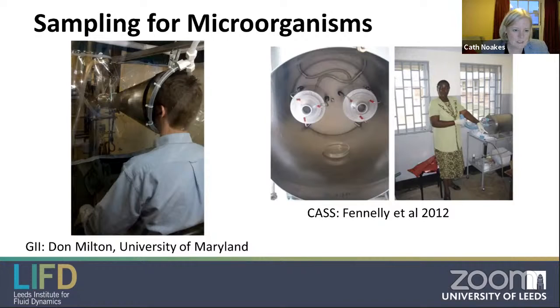The one on the left-hand side is a much more sophisticated instrument. It's called the Gesundheit machine, and it's led by Professor Don Milton at the University of Maryland. And this does some size fractionation for viral aerosols and is able to determine those above and below 5 microns in diameter for people who are infected. But this is really quite a complex piece of research equipment. It's not feasible we're going to have one of these in every university around the world.